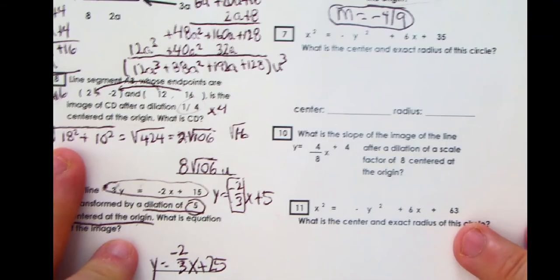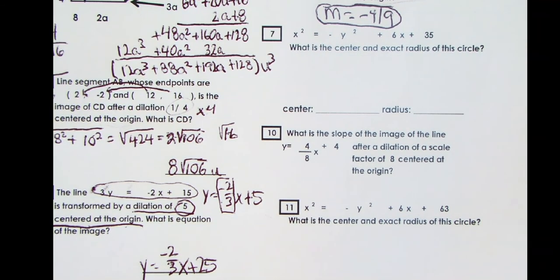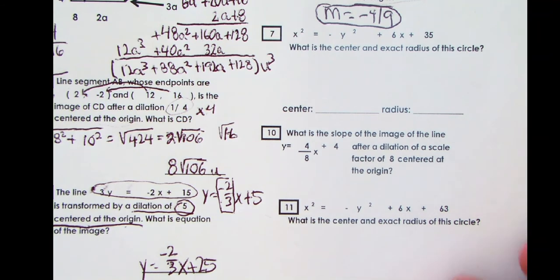Okay. Now we're reviewing circles. Find the center and radius, complete the square. Find your center and radius again. Exact radius means reduce the radical if it reduces. Okay, this is the last type.